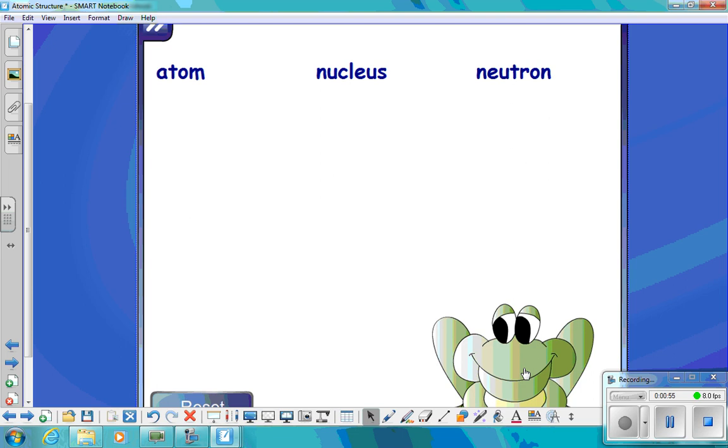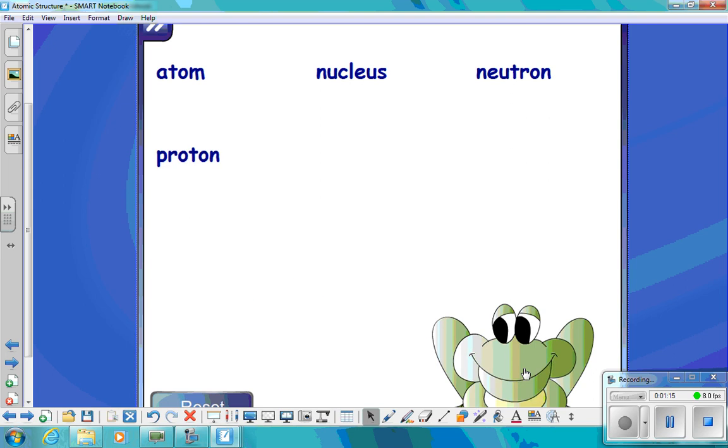Neutron. A neutron is a neutral part of an atom. It has no electric charge. It is located in the nucleus, and it has an atomic mass of 1 AMU.